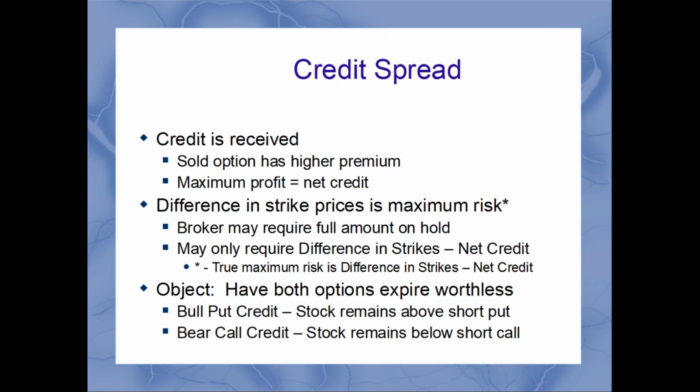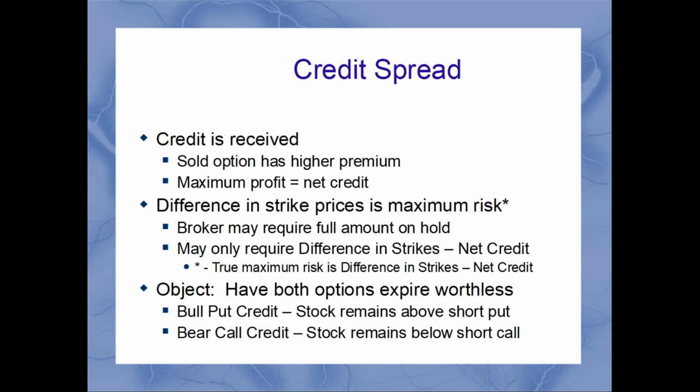Some brokers may require you to put that full amount. So if I just did one contract, I'd have to have $200 on hold in my account for the entire trade. Once I close one of the short legs or close the position, that money is free for me to use again. And if you did 10 contracts, it would be $2,000, okay?